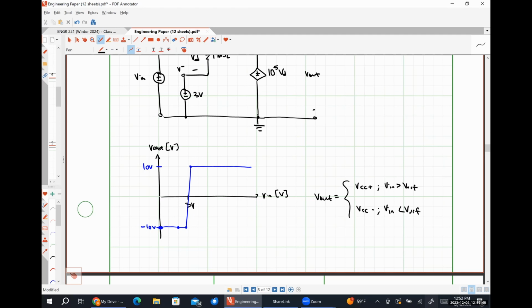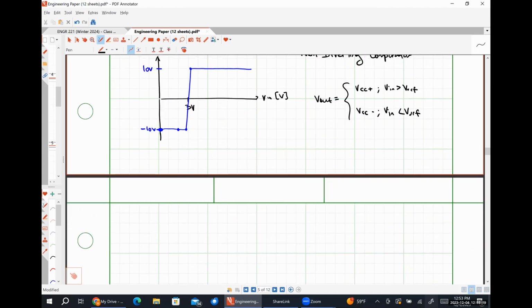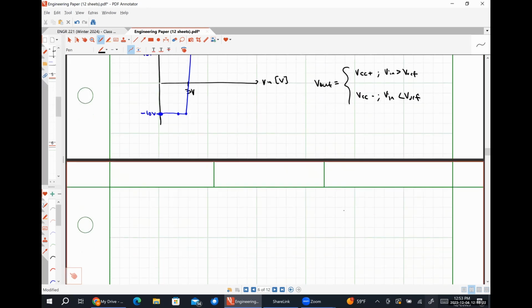But before we do that, let's see what happens if we were to switch the pin that we applied our input voltage to. So this guy right here is what was called a non-inverting comparator. And this is how it behaves, where we largely ignore behavior around the reference voltage. Again, our linear range is so small, we are assuming that it's just going to saturate to VCC plus or VCC minus. Now, let's look at this guy.